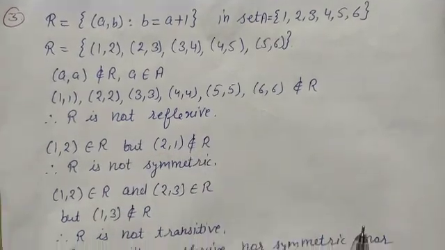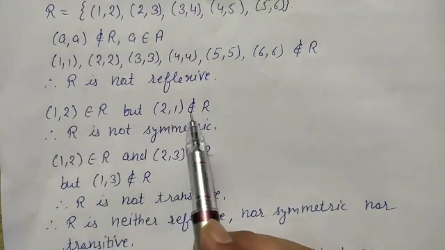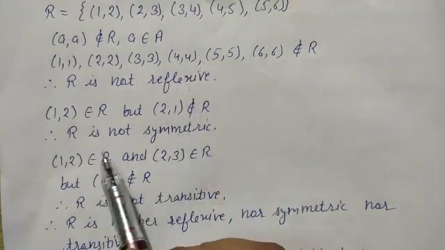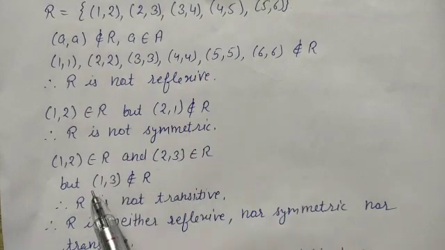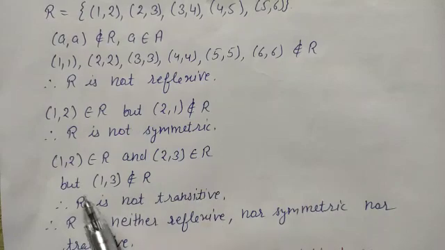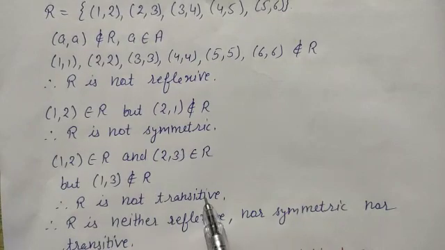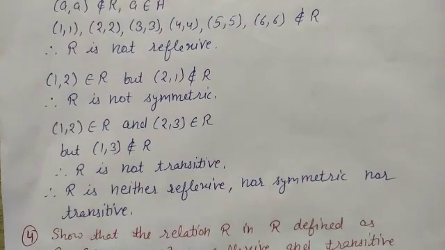Now for symmetric, (1, 2) belongs to R but (2, 1) does not belong to R. So R is not symmetric here. Now for transitive, (1, 2) belongs to R and (2, 3) belongs to R but (1, 3) does not belong to R here. So R is not transitive. So R is neither reflexive, nor symmetric, nor transitive.